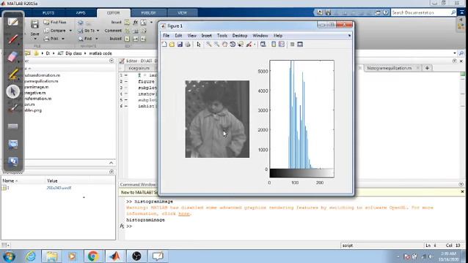So are you able to see this image? Hello. Yes, sir. Okay, so this is the image, and the histogram of this image is given over here.